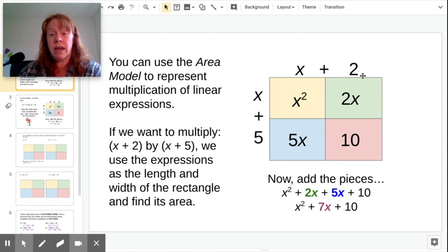If I do x plus 2 times x plus 5, I get x times x, which is x squared. It's not 2x, it's x times x is x squared. Got to think about what x squared means. X times 2 is 2x, 5 times x is 5x, and 5 times 2 is 10. And then we add the pieces together. So x squared plus 2x plus 5x plus 10. Then add the pieces together that you can. These are the two pieces that you can add together. You can't add them to the x squared. X squared and x are not like terms. So 2x plus 5x is 7x. So this quadratic is x squared plus 7x plus 10.